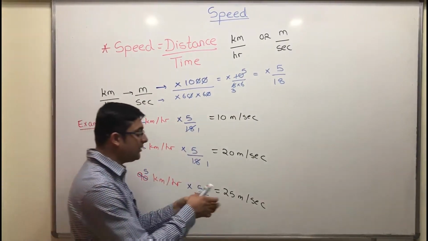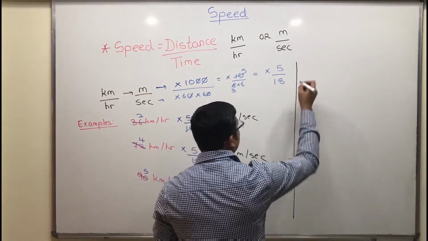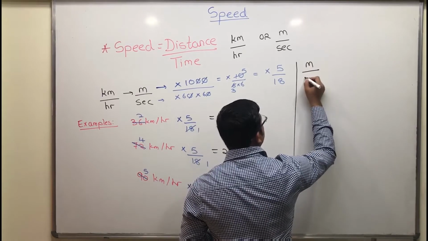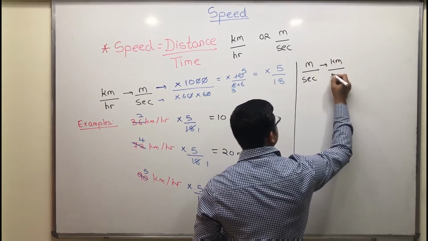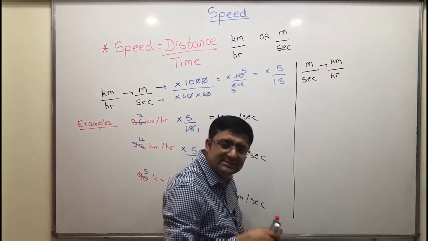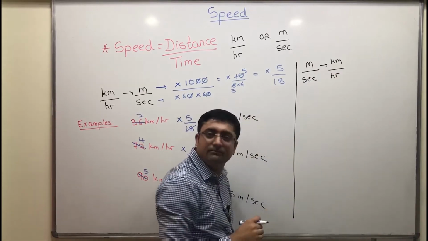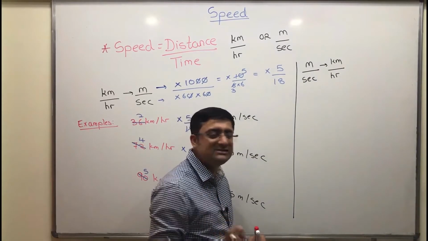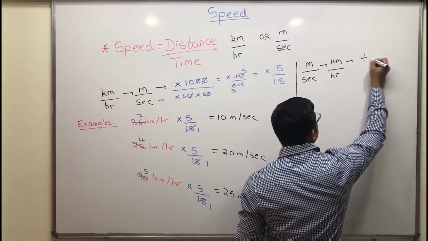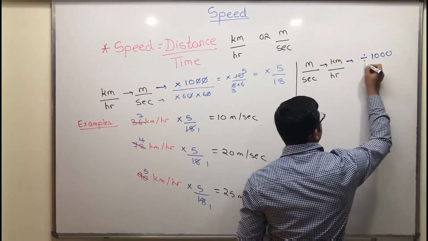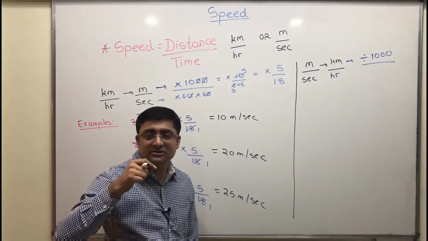Now we'll do the other way around. That is, how do we go from meter per second to kilometer per hour? So I'll write down over here meter per second to kilometer per hour. So see, again the same technique guys. So see, when we go from meter to kilometer, means small to big means division. So how do we go from meter to kilometer? We divide by 1000. Is this clear? Next, 1 second is how many hours? It is 1 by 3600 part.